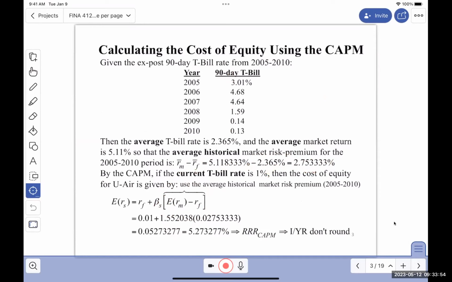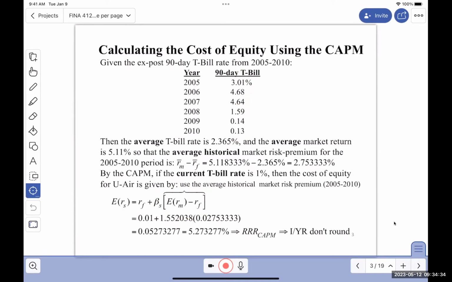Something different here is that the RF is not constant, right? Even though I'm going to put here the current T-bill rate, because remember the logic is, to be incentivized to hold UAIR, investors require a return higher than the T-bill rate by a multiple of the market risk, the market risk premium. So I'm going to use the current T-bill rate because that's the one I care about. But then to estimate the market risk premium, I'm going to use recent history, because the recent history of this episode was very strange.